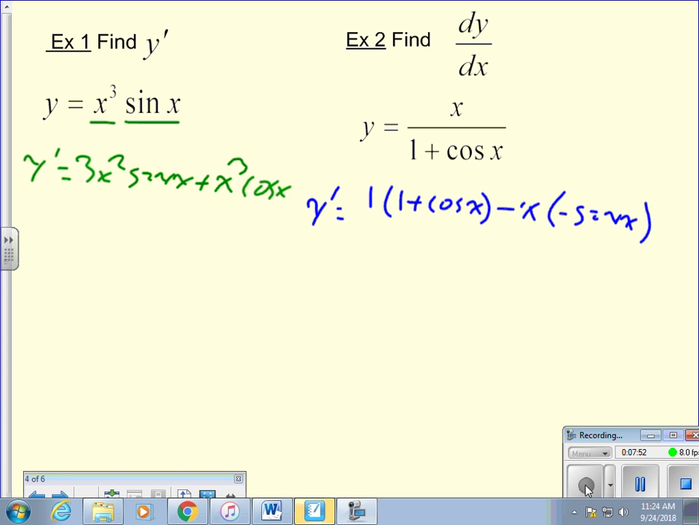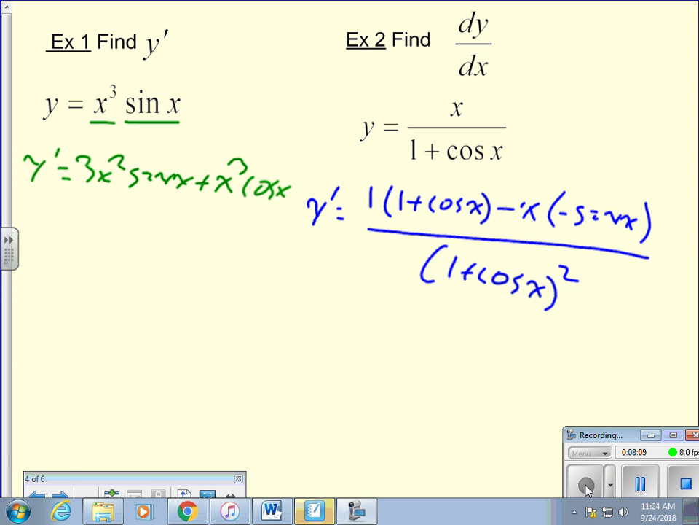The derivative of 1 is 0. The derivative of the cosine is negative sine. So the derivative of 1 plus cosine is negative sine x, all over the denominator squared.